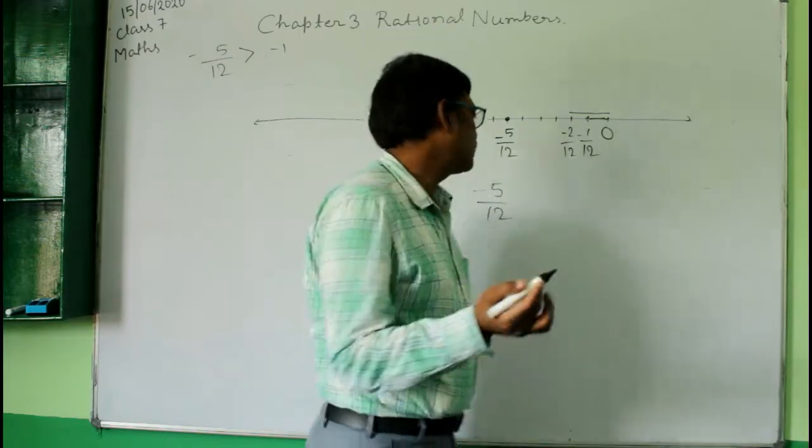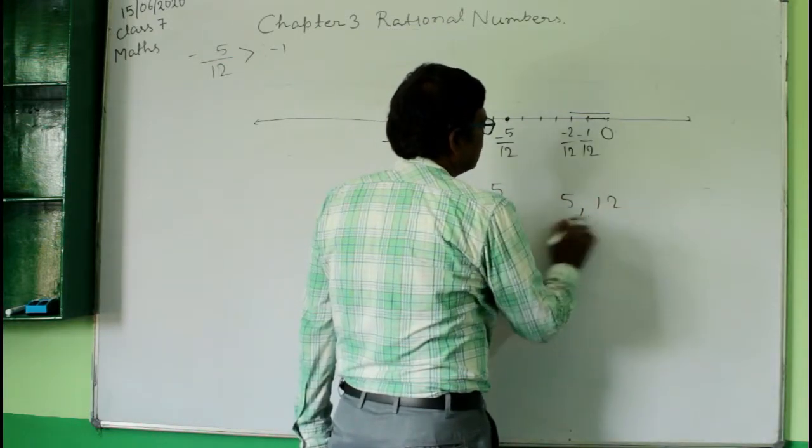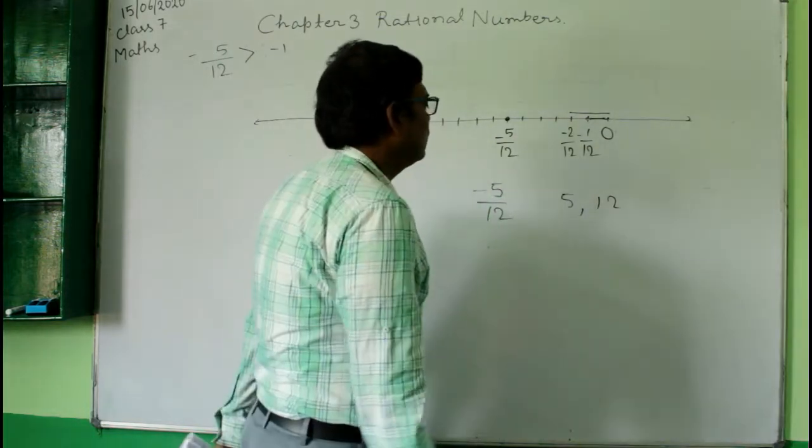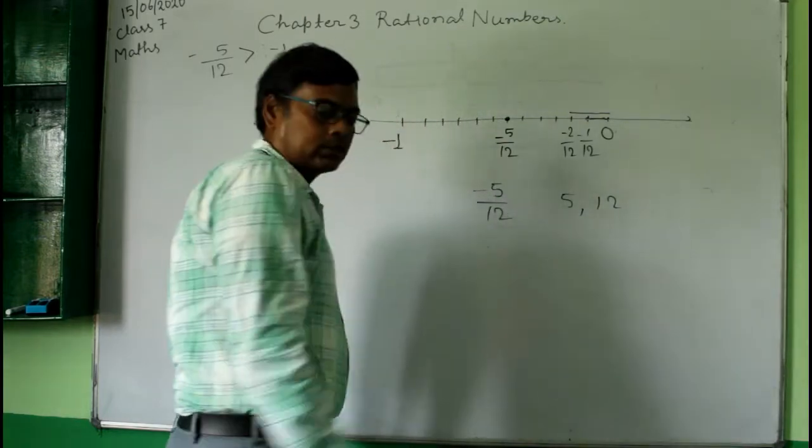But for example, suppose 5 and 12 here. These are co-prime numbers because only one factor is common, that is 1 in this case. So this is in the standard form.